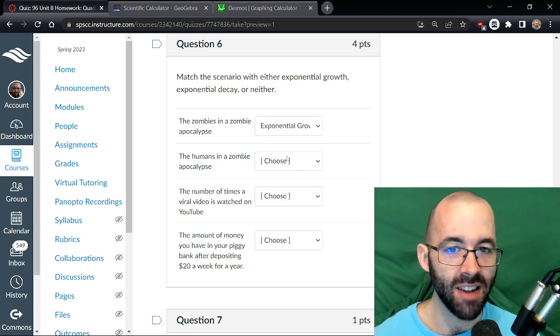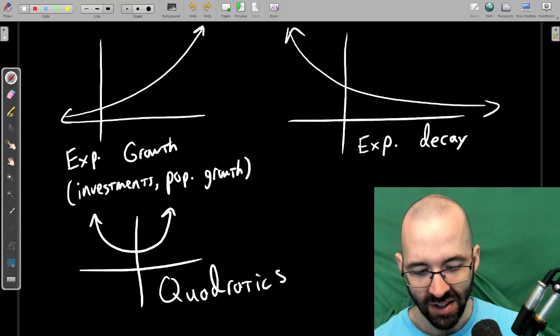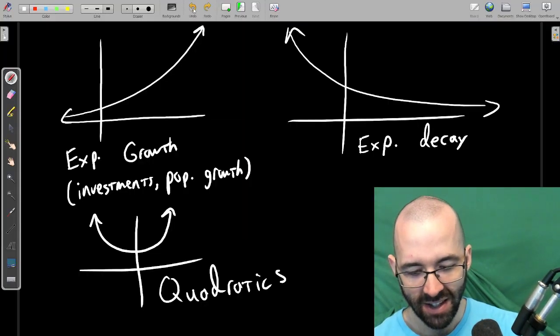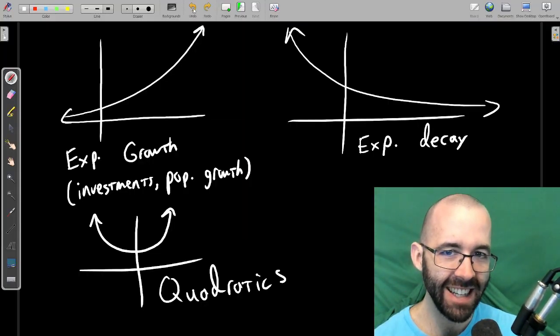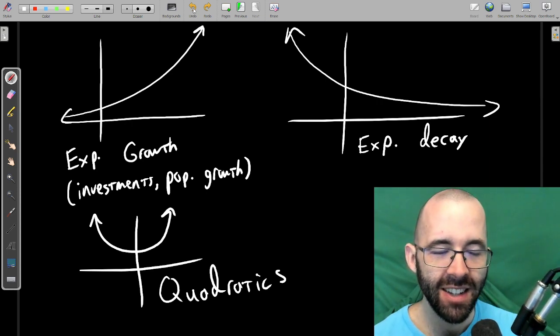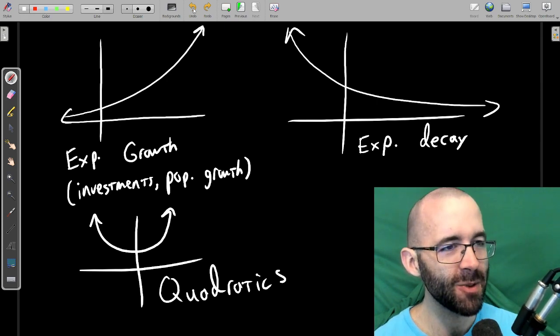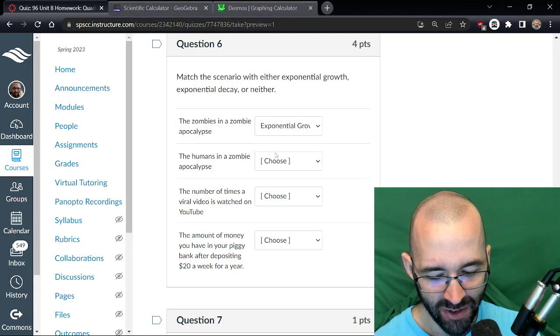The humans in a zombie apocalypse is going to be the other way, right? Going to start with a lot of humans, and then, yeah, there's that 1-to-1 correlation between humans and zombies here. It's actually not really a 1-to-1 correlation because I'm sure some humans will die for other reasons.